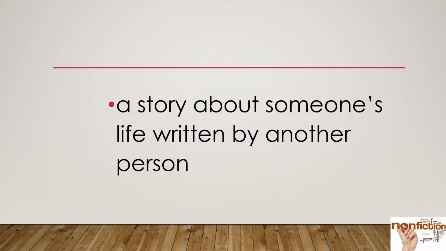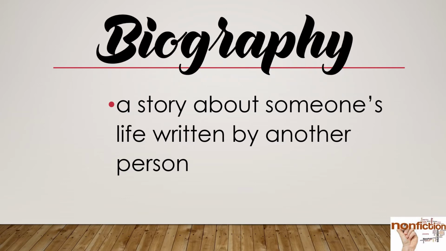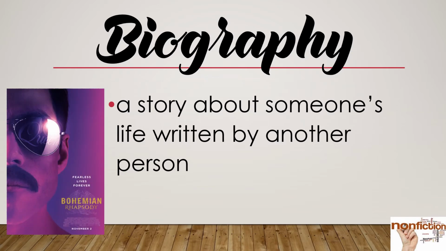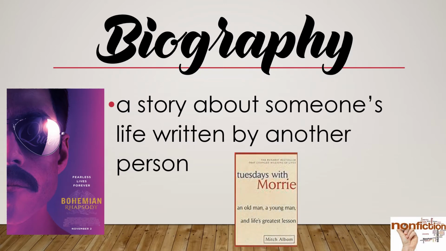Next is a story about someone's life written by another person, and it is called your biography. An example of this is the film entitled Bohemian Rhapsody, wherein it depicts the life story of Freddie Mercury. Another is a book entitled Tuesdays with Morrie by Mitch Albom. It talks about the story of Mitch Albom's former professor named Morrie.